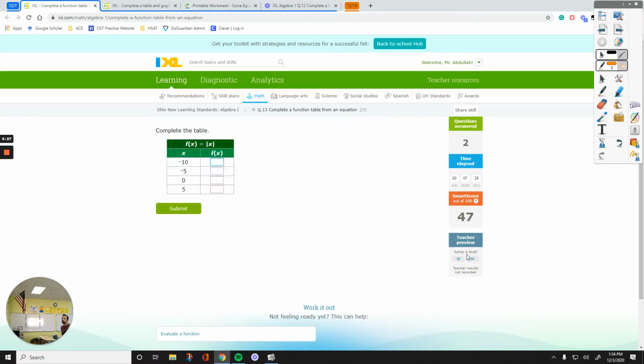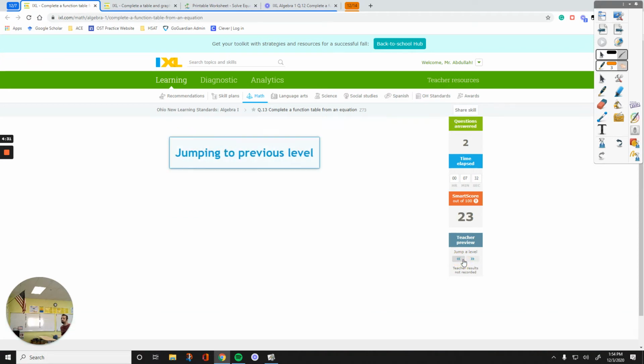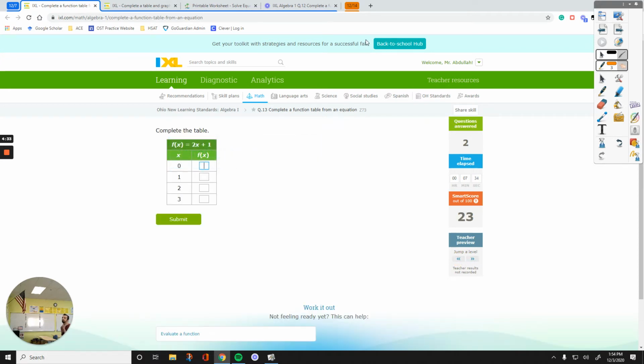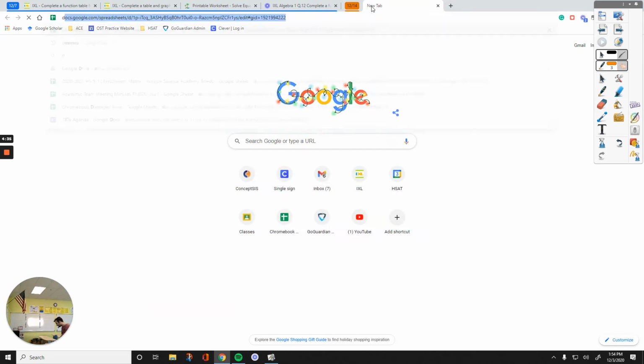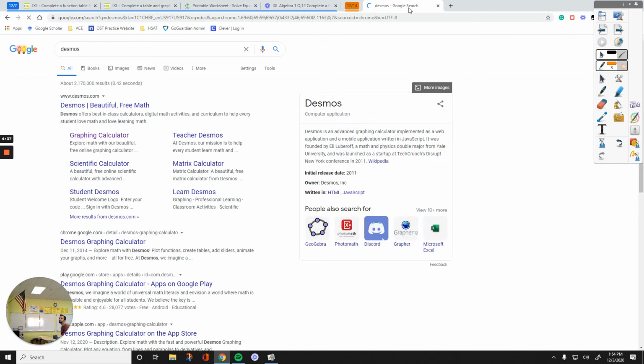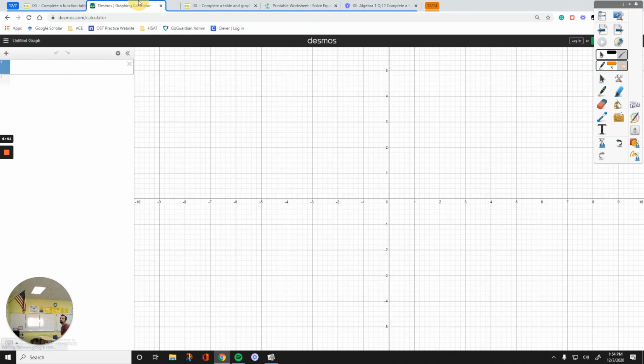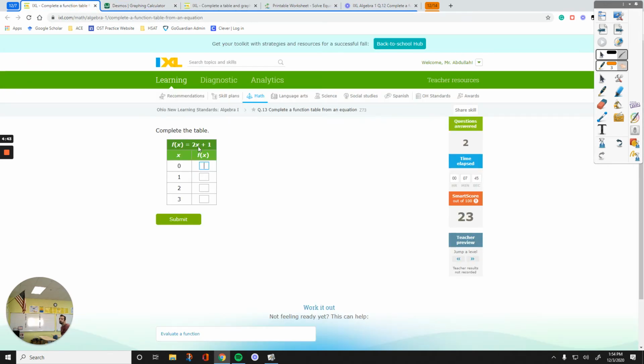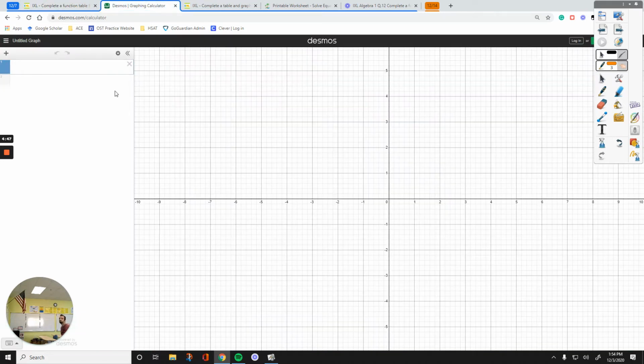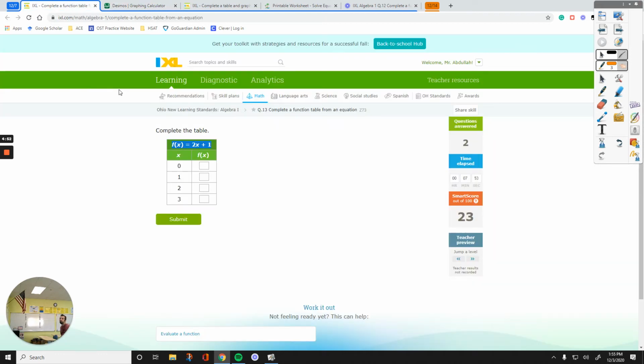Let's just skip another level. Okay, now before that, let me see if we can use Desmos for these questions. Okay, Desmos graphing calculator. I want to see if f of x equals 2x plus 1. Okay, that's my function.